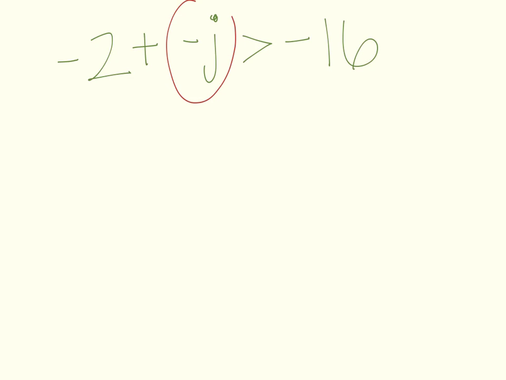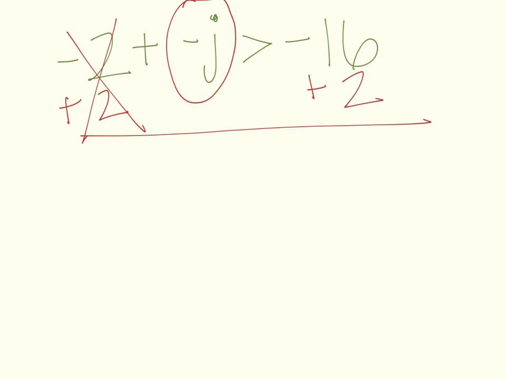Now, I want to teach you how to solve an inequality that has a negative coefficient on the variable. So let's say we have -2 plus -j, again, is greater than -16. I'm still going to isolate the variable, and I'm going to do the inverse of -2, which is +2. Same step so far. This turns into 0. I still have this -j left is greater than -16 plus 2, which is -14.